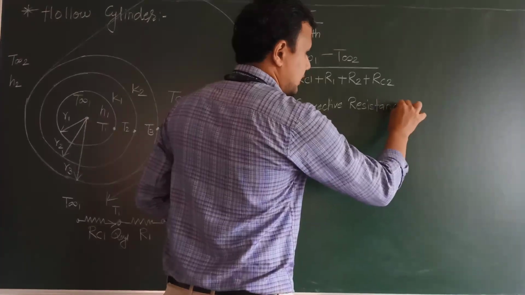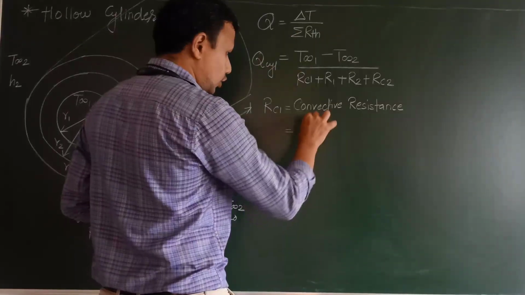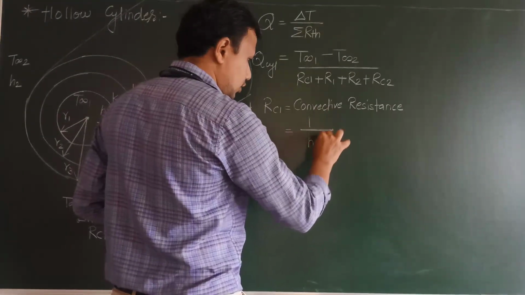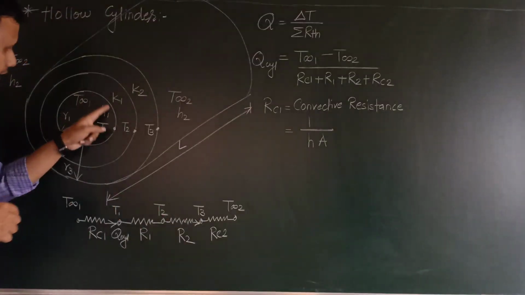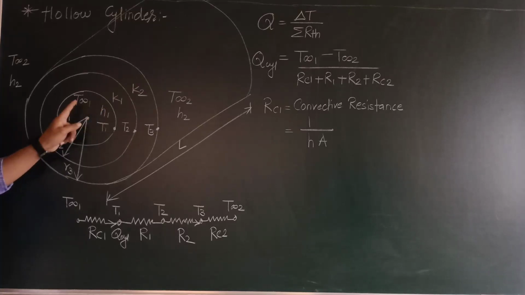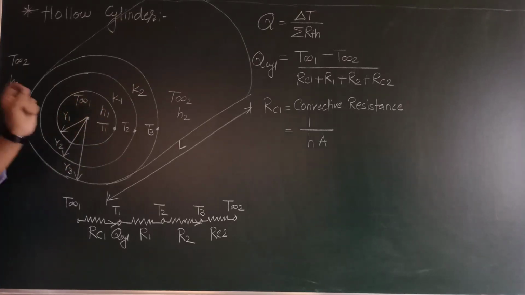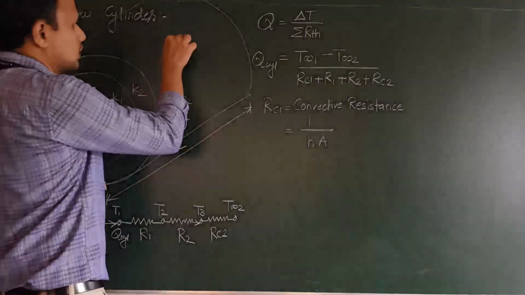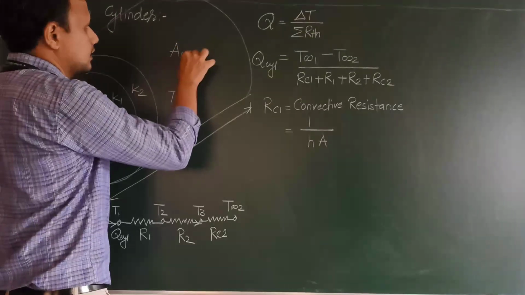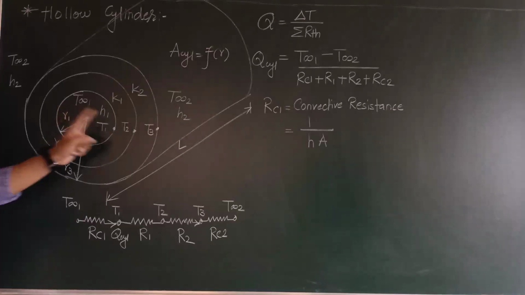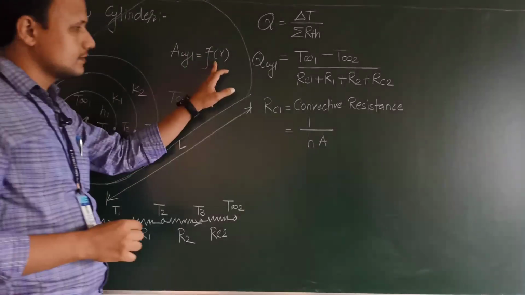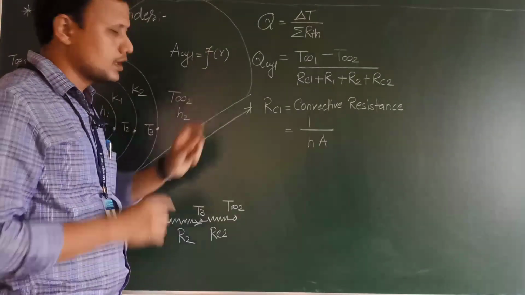So because of that, its fundamental formula for any geometry is 1 upon HA only. But in this case, we are talking about internal heat transfer coefficient and internal surface area. We know for a cylinder, area is a function of radius. As the radius changes, area changes. That's why this is a very important physical consideration.